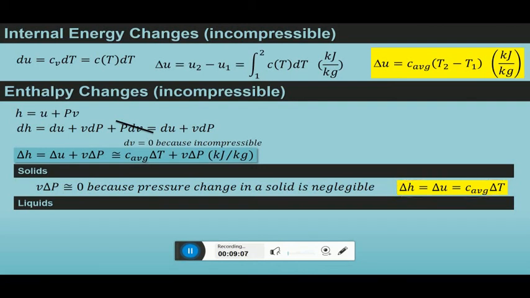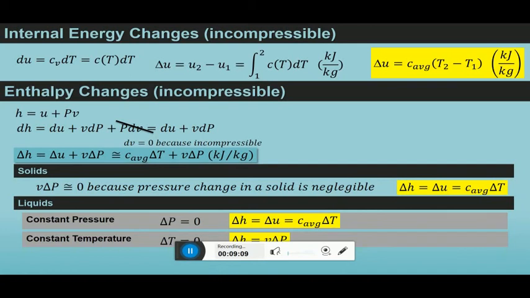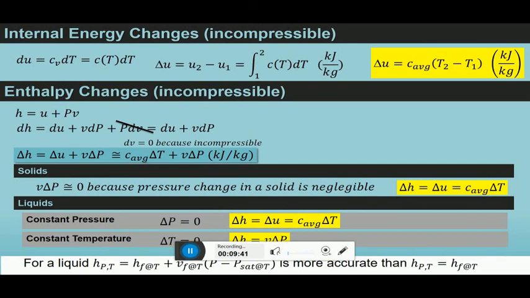But for a liquid, things are slightly different. If your liquid is going through a constant pressure process, delta P is equal to 0, and you will have the same equation: delta h is equal to delta u. However, if your liquid is going through a constant temperature process, delta T is equal to 0. So delta h is equal to V delta P, because when delta T is equal to 0, delta u is equal to 0. Now this gives us this equation.